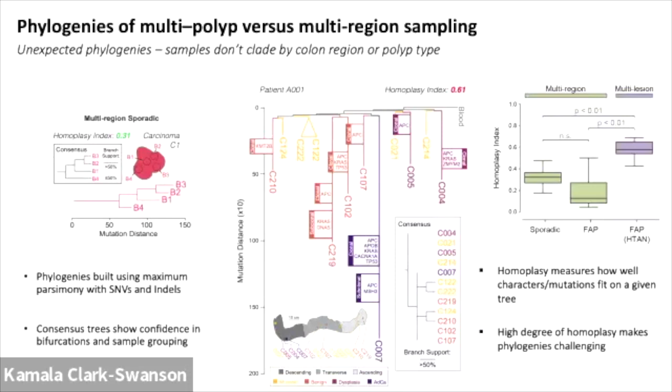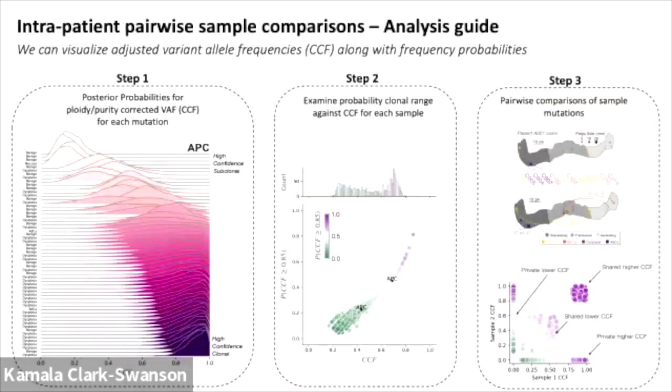So all of our multi-lesion patient samples exhibited very high homoplasia compared to the multi-region, which consistently has much lower homoplasia for both the sporadic and the FAP. So this is kind of interesting and strange. So we took a step back and wanted to compare, on a patient pairwise basis, what these mutations are that are contributing to the difficulties of resolving these phylogenies.